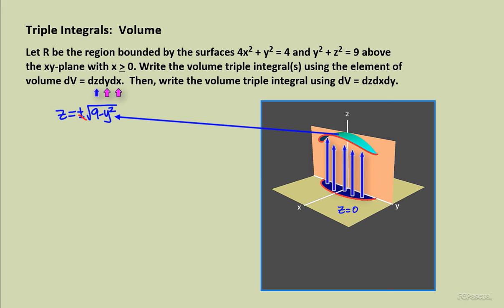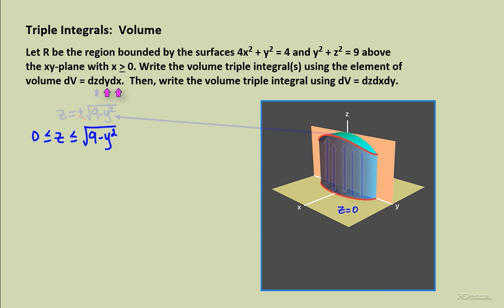This is important because this means we need only one set of inequalities for z in the region. So we have 0 is less than or equal to z less than or equal to the square root of 9 minus y squared. So we are done with z. This means the variable z should not make a reappearance in the subsequent inequalities that we generate.